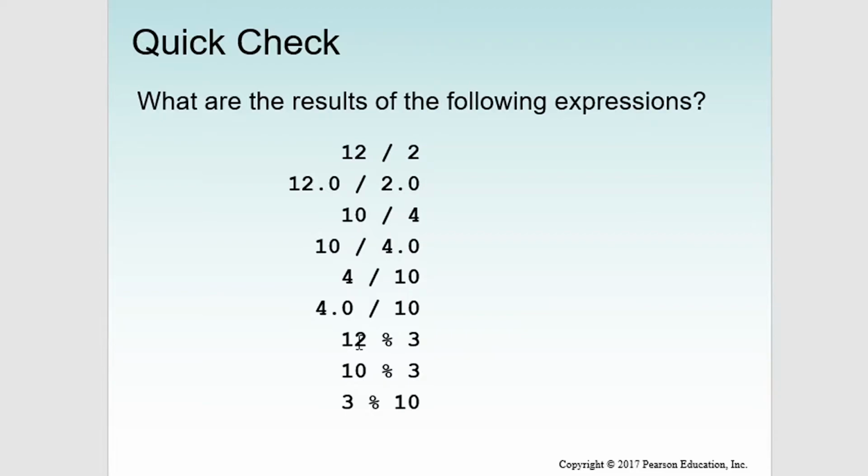So this is the interesting one. 12 divided by 3, but you're looking at the remainder. So 3 actually goes into 12 4 times with no remainder, so the result of this would be 0. 10 divided by 3. 3 goes into 10 3 times with the remainder of 1. So the result of this would be 1. And then 3 divided by 10, but you're looking for the remainder. Since 10 does not go into 3 at all, the remainder of this would be 3. So there are the results, and I believe it's exactly as we expected.